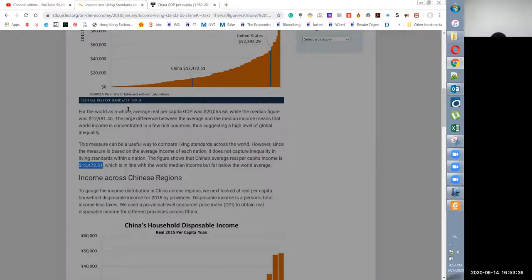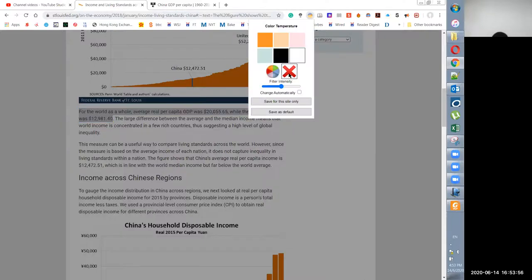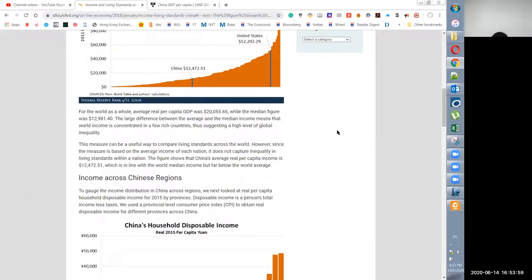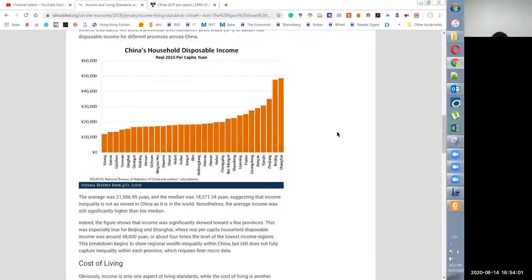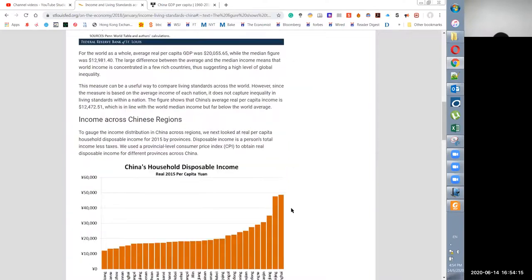Can you see this statement? It says, for the world, average real per capita income is 20K, and then the median is only 13K. So what does that mean? They are so different. And similarly, the average for China is 21K yuan, and then the median is 18K yuan. So what does that mean?